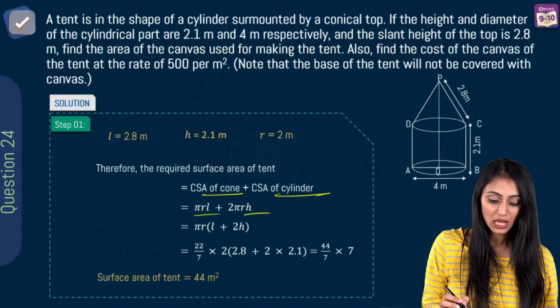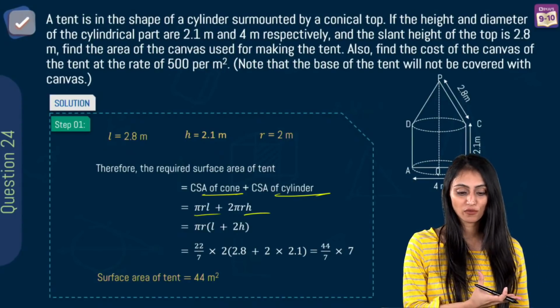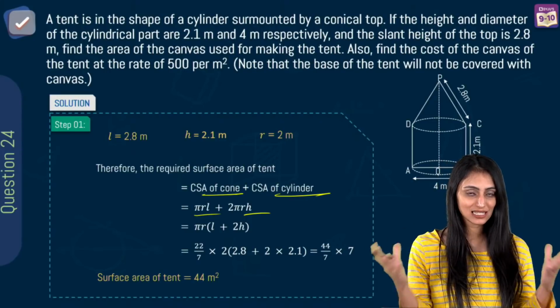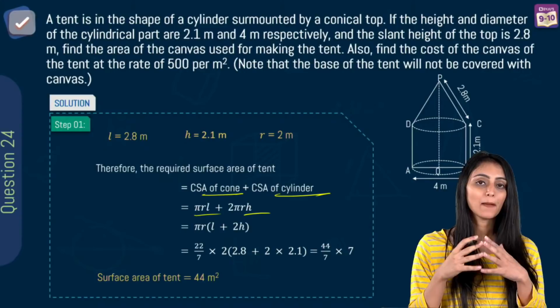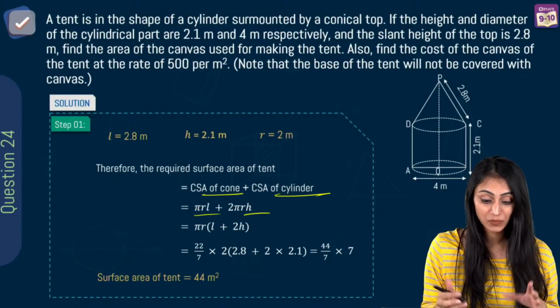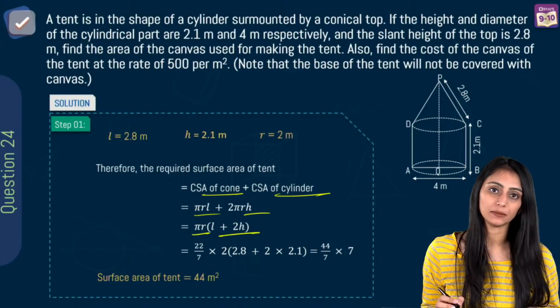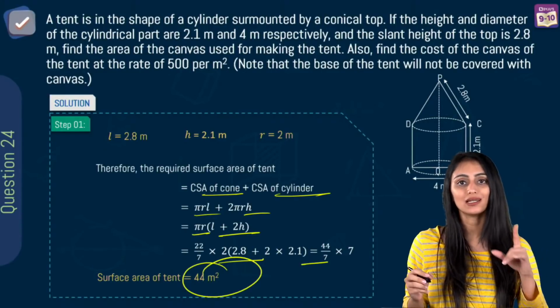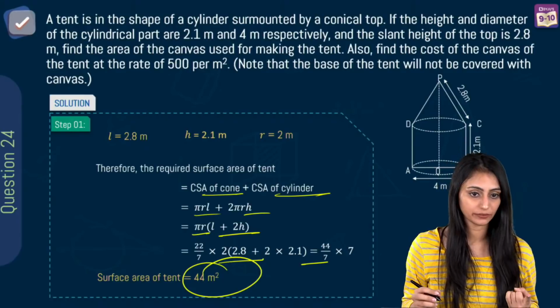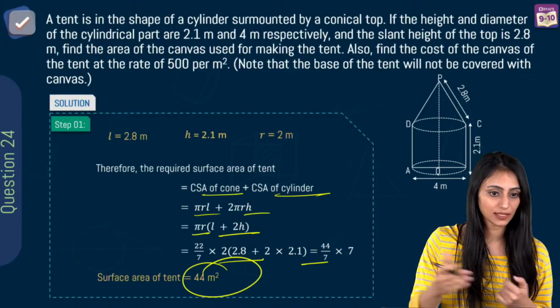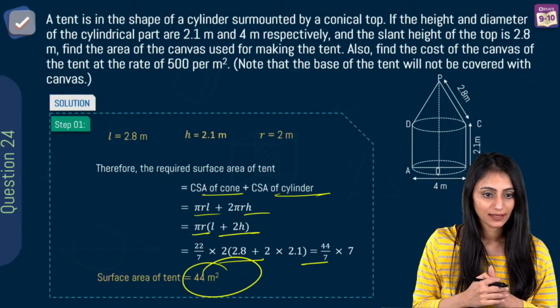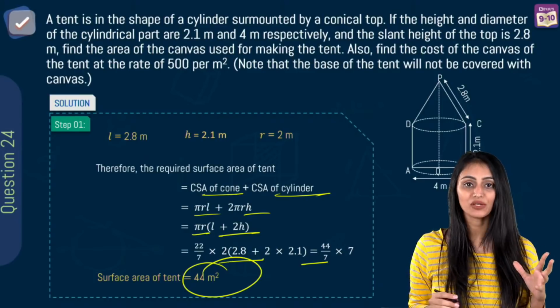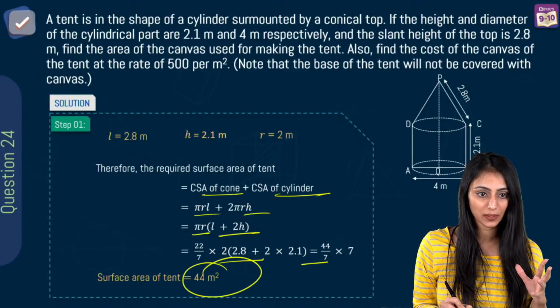Let's put the values. Rather than finding the CSA of the cone and the CSA of the cylinder separately and then adding them up, a better way to save time is to take the common factor from the formula only, and then put in the values. It will be much easier, less time consuming, less calculative. Trust me, you can try this when you are practicing at home. Alright, so this is the surface area of the tent, 44 meter square.